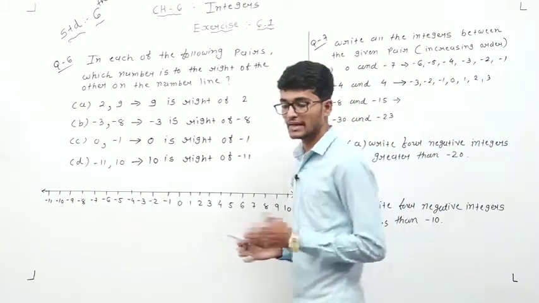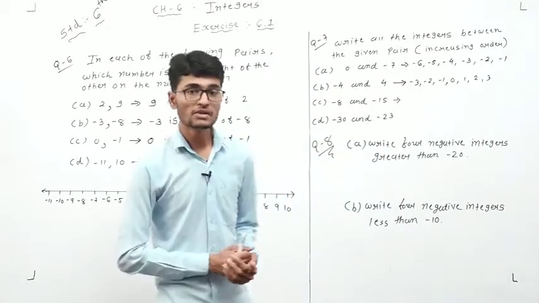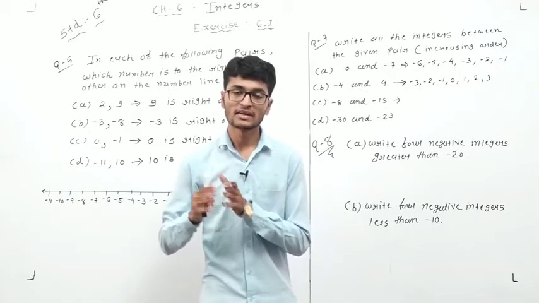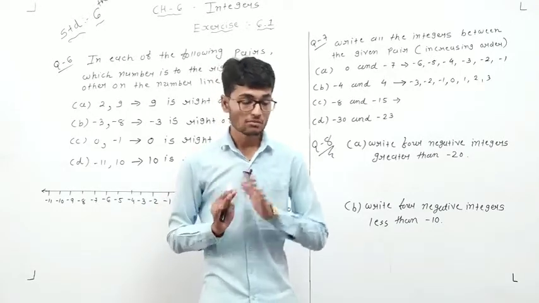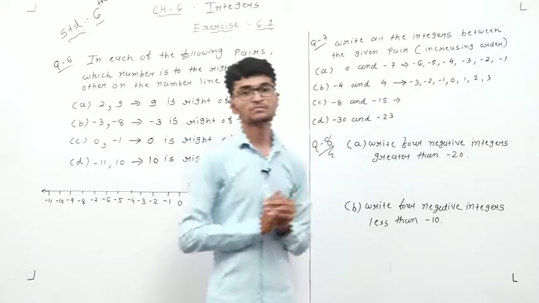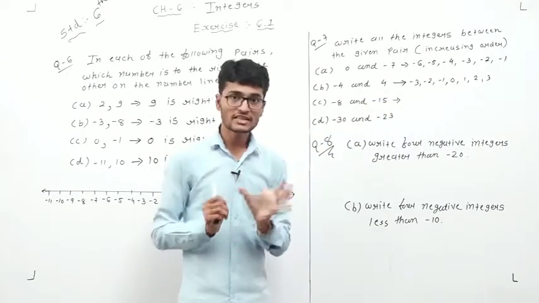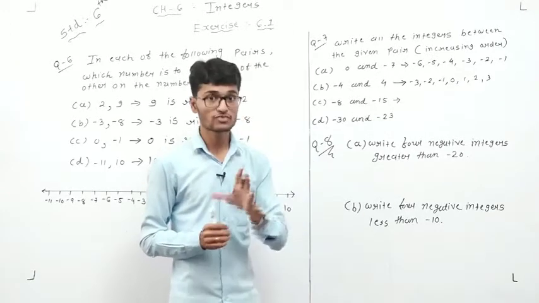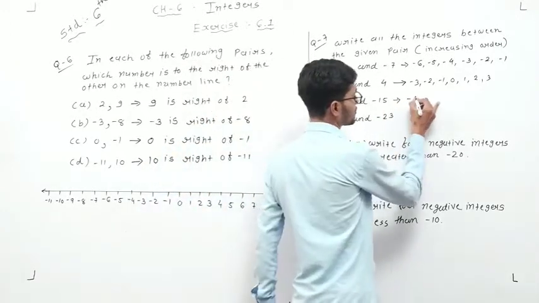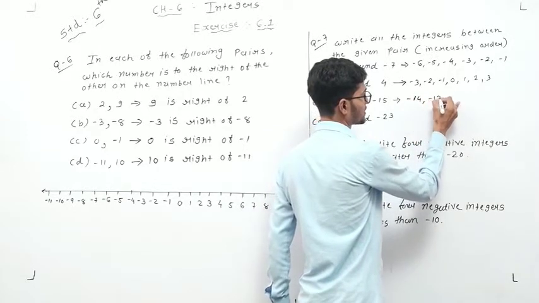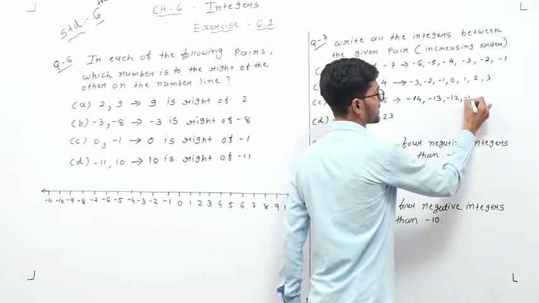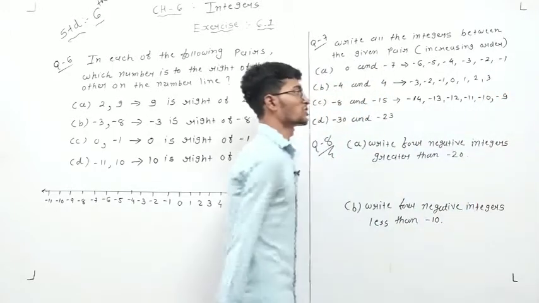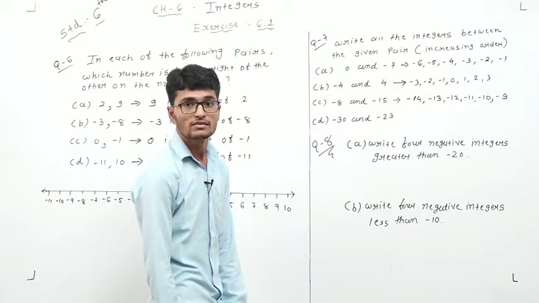Next, minus 8 and minus 15. First of all, find the numbers between minus 8 and minus 15: minus 9, minus 10, minus 11, minus 12, minus 13, minus 14. But write them in increasing order. Among the negative integers, the smallest number is minus 14, right? So minus 14, minus 13, minus 12, minus 11, minus 10 and minus 9. This one is our answer.